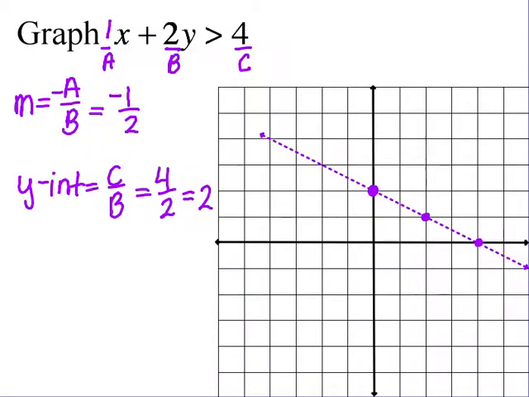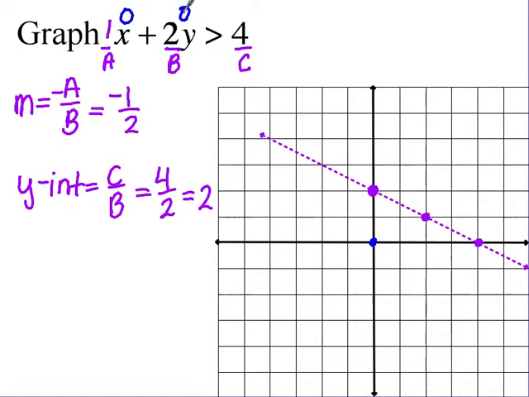So now the question is, we need to figure out what direction do I shade? Do I shade above the line or below the line? So the easiest way to do that is to pick a point. So I'm going to pick a point that's above the line or below the line. I'm going to actually pick the point 0, 0. So I'm going to plug in 0 for x and 0 for y into the original equation. So I'm plugging 0 here and 0 here.